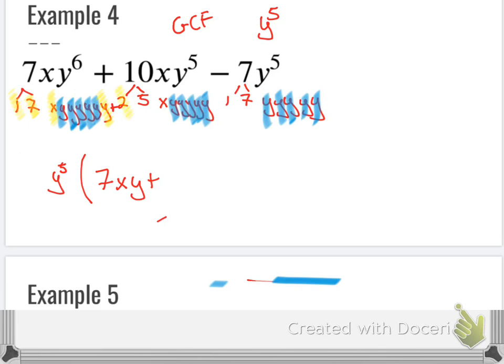Our next one up, we have the 2 and the 5, so 2 times 5 is 10. And what's left over is just going to be the x, and this one's the only thing that wasn't highlighted.